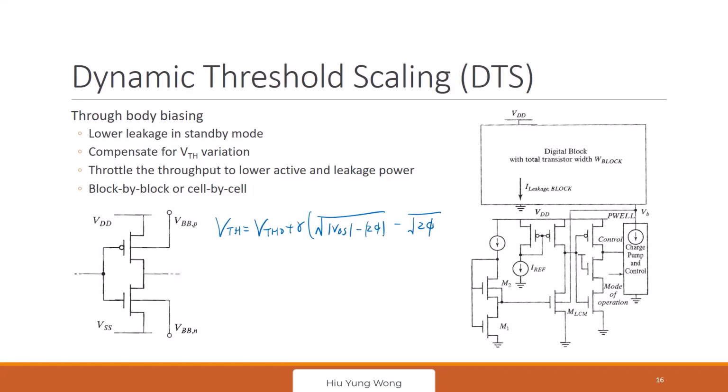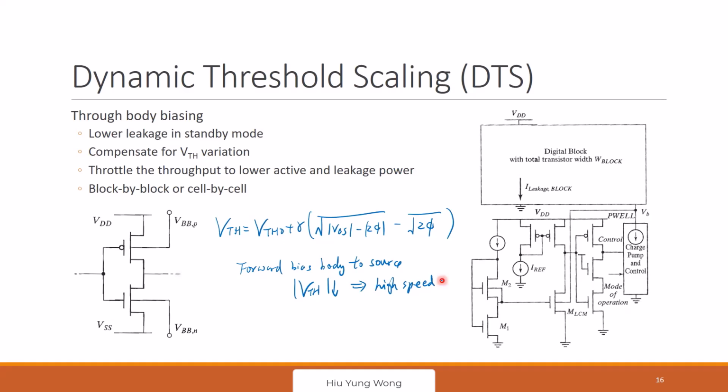If I forward bias the body junction, can anyone tell me what will happen to the threshold voltage? Does it increase or decrease? Okay, it will decrease. What happened to you guys today? No one responds to me. For example, forward bias body to source, then VTH will reduce, and then we can operate at higher speed. So that is the idea.